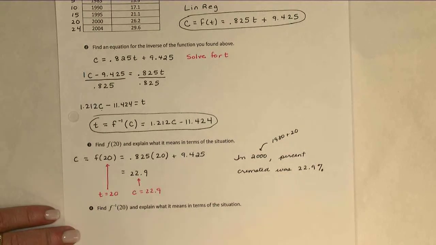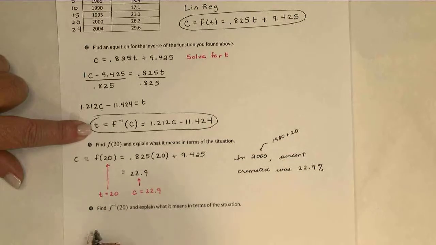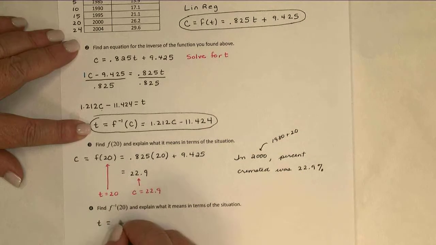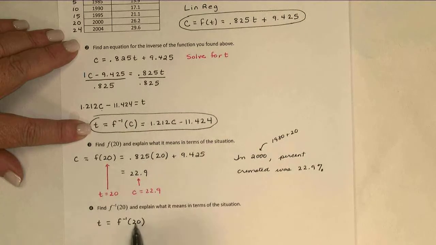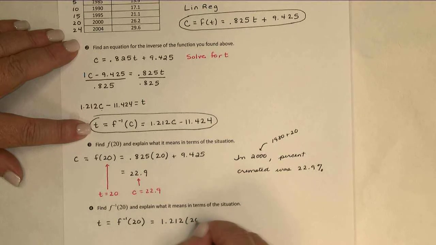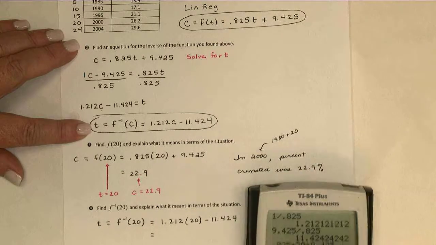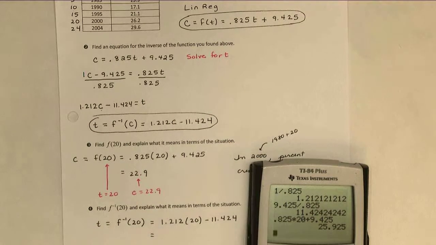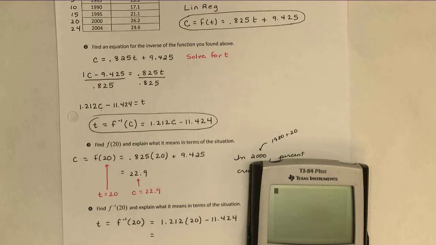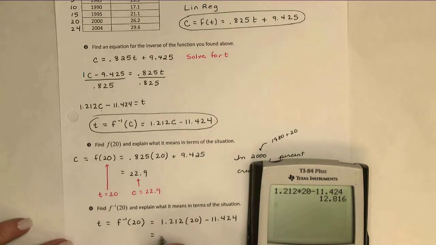Explain what that means. So our inverse equation, that's t equals, in this case it'll be f inverse of 20. I'll notice that C is 20. Looks like that when I plug it in. And let's see here, if I plug that into my calculator, I get 12.8 approximately.